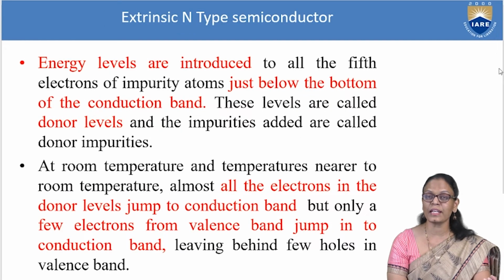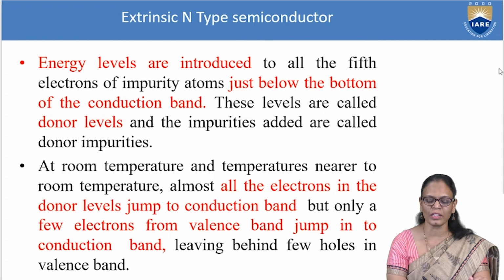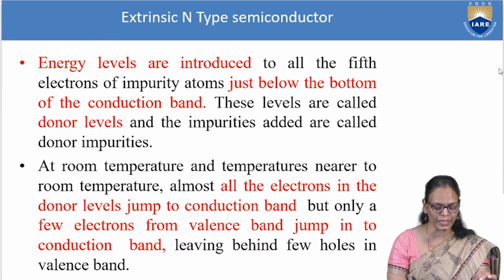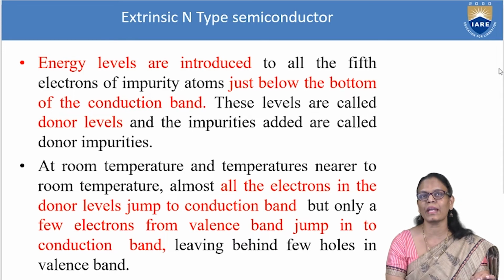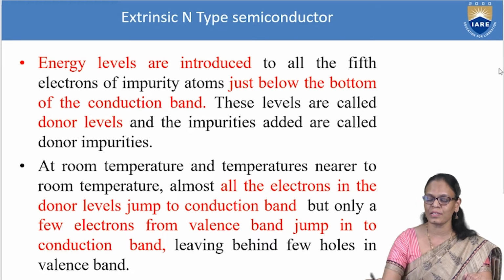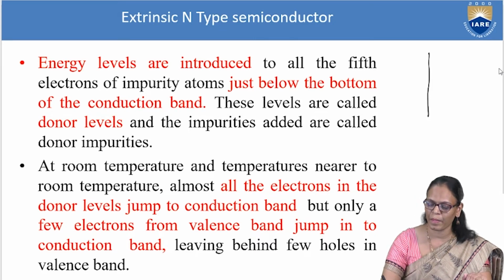So the energy levels of all the 5th electrons of the impurity atoms are introduced just below the conduction band. So what we have to see here is, when we are talking about the impurity atoms in an N semiconductor, the 5th electron forms an energy level just below the conduction band, and we call them donor levels.